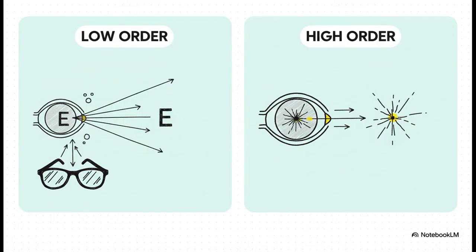The topographer can also give us insight into optical aberrations. Low-order ones are the basics: myopia, hyperopia, and astigmatism, which affect the quantity of vision and are easily corrected with glasses. High-order aberrations like coma and spherical aberration are more complex. They affect the quality of vision, causing issues like halos and glare, and often require advanced corrections like gas-permeable lenses.